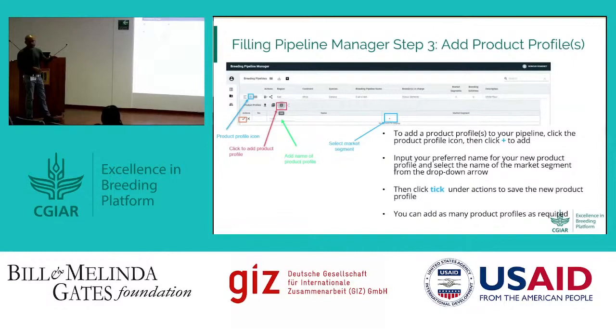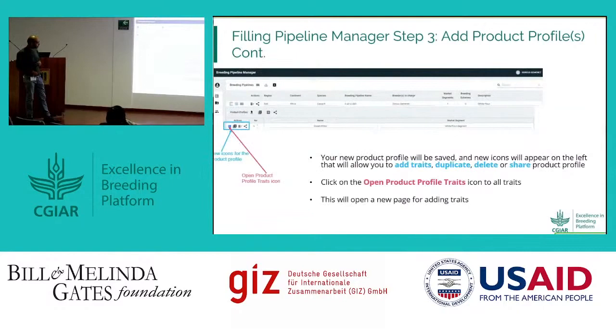Good question, Shofei. And like I said, if you have a suggestion like, okay, let's maybe add something else, please let us know. And okay, so once you create the breeding pipeline, then you will have those little icons. Like I said, these 3 icons represent the market segments, product profiles, and the breeding schemes.